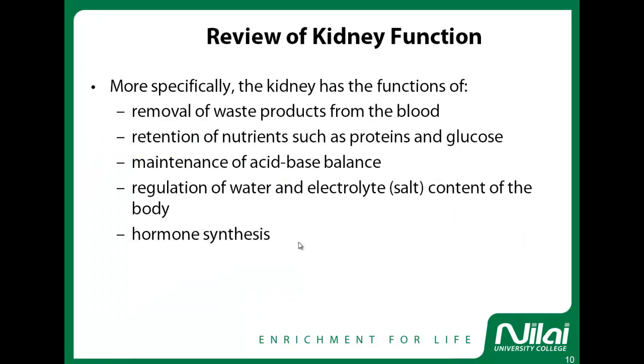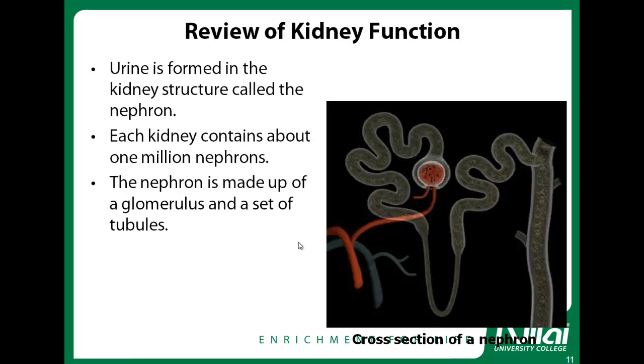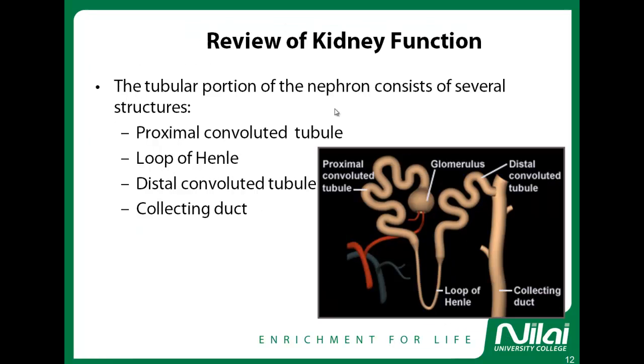More specifically, the kidney has the function of removal of waste products from the blood, retention of nutrients such as proteins and glucose, maintenance of acid-base balance, regulation of water and electrolyte salt content of the body, hormone synthesis. Urine is formed in the kidney structure called the nephron. This is the nephron. This kidney contains about 1 million nephrons. The nephron is made up of a glomerulus and a set of tubules.